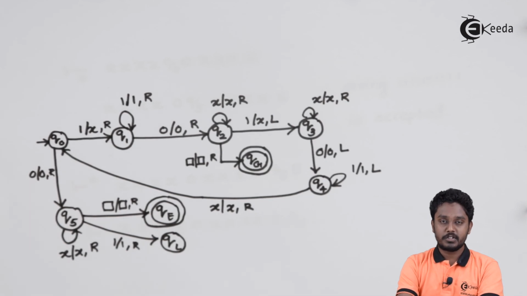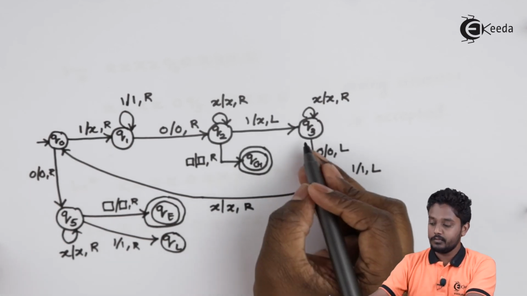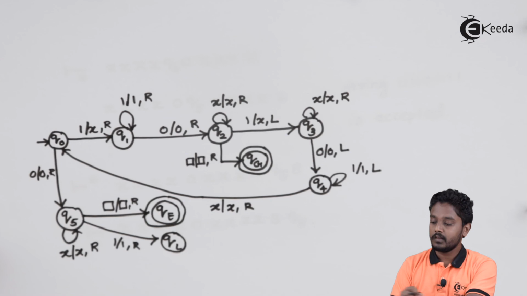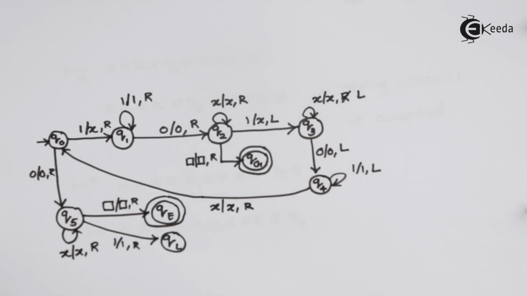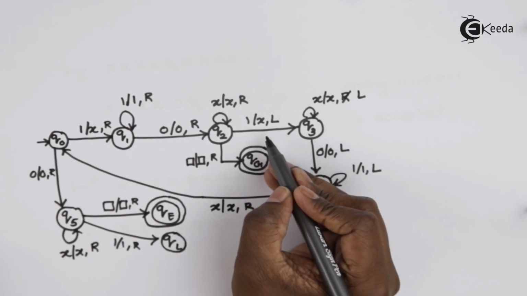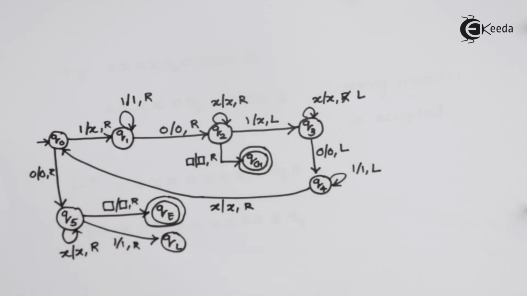The correction in the machine would be from Q3 on the symbol x, instead of right, we have to move to the left. Because we have already reached the left of the string, that is, we already marked the 1. Now from the second portion of the string, we have to move to the left.